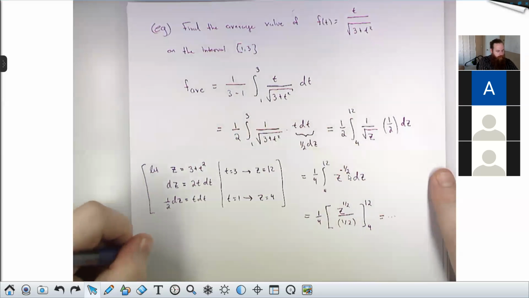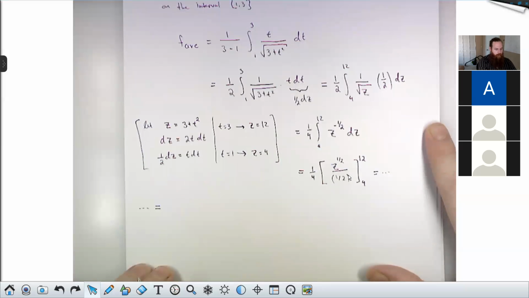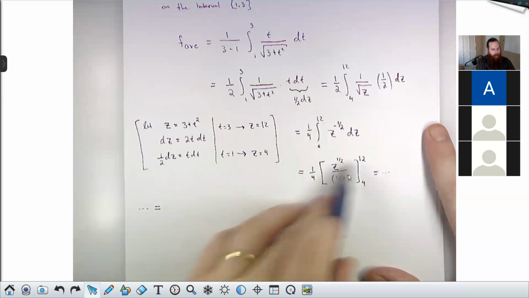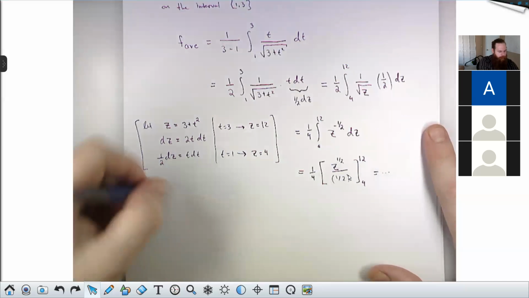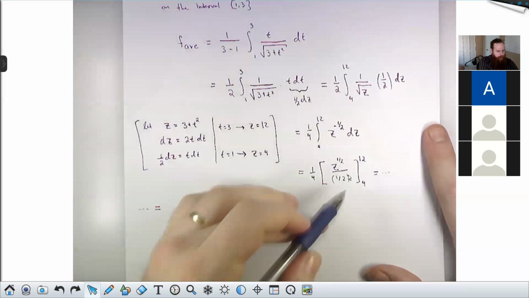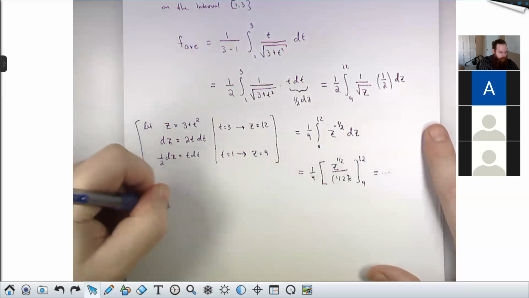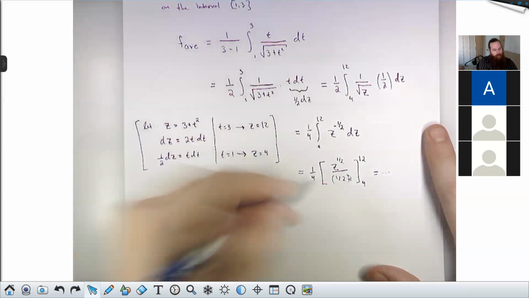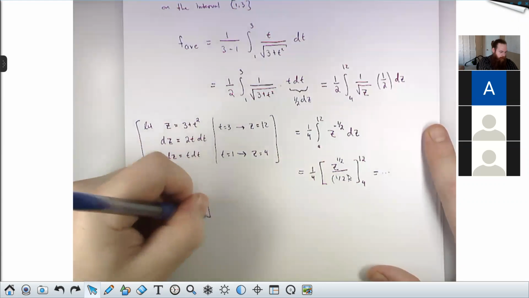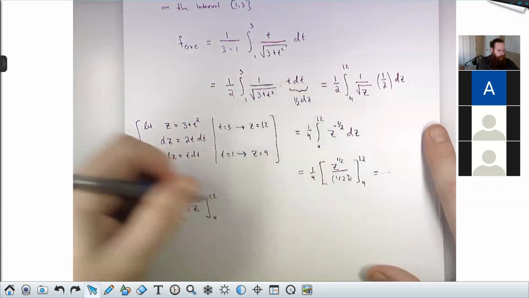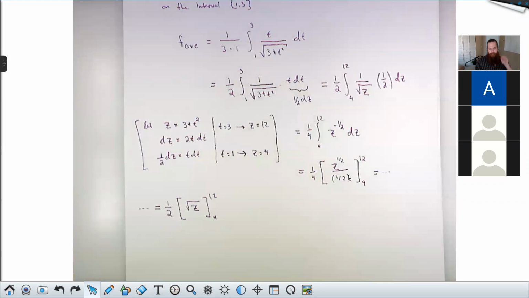And I can continue that over here. Before I go plugging in, I should clean up algebraically a little bit. Dividing by 1/2 is the same as multiplying by 2, and I can bring that out front. So 2 times 1/4 will bring that back to 1/2. And then z to the 1/2, that's the same as the square root of z. And it'll be nicer to evaluate from there.